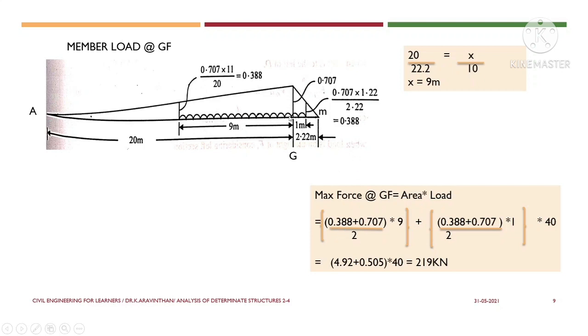So the L here is 9 meter and the remaining term is 0.707 plus 0.388 divided by 2 into the distance L is 1 meter. So if I add this, I will be getting the area. So now I got the terms as 4.92 plus 5.05 into the load will be 40. So I am getting the load of 219 as the tensile force.